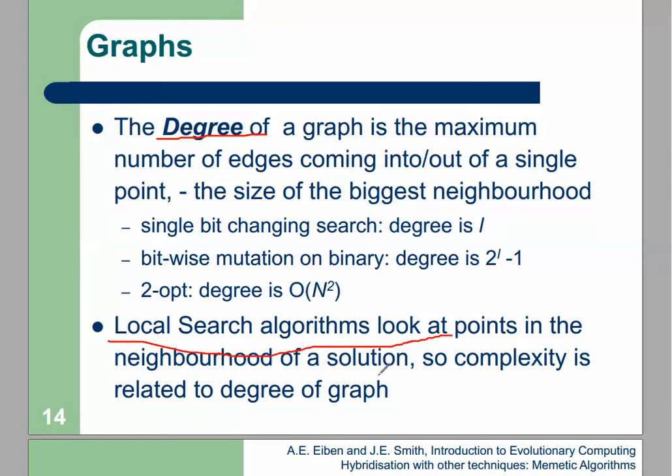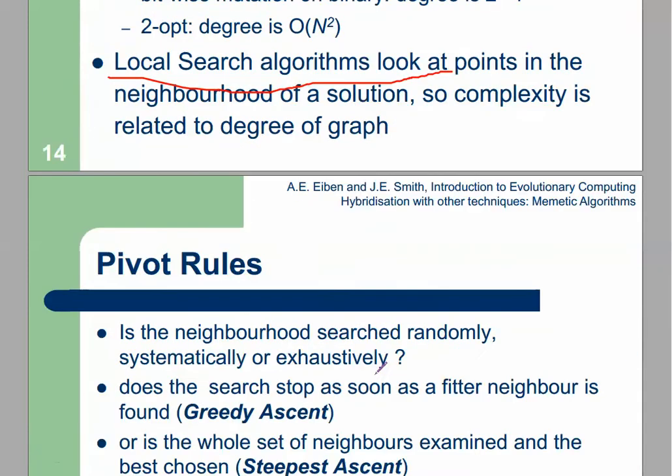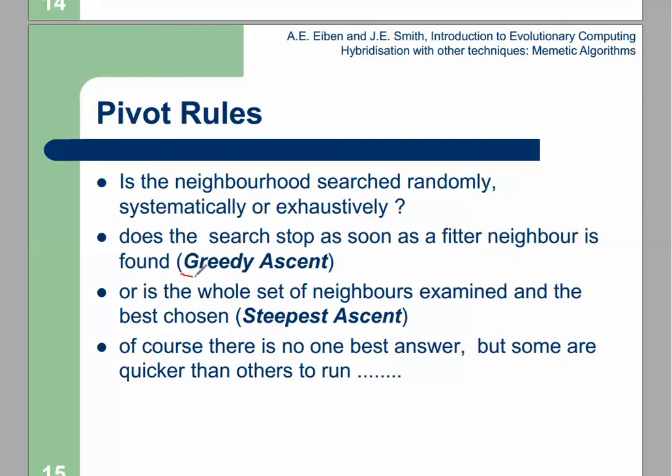A local search algorithm is a simple search where each time we compare the fitness of each node with its neighborhood. We have two methods of local search. One is greedy and the other is steepest.